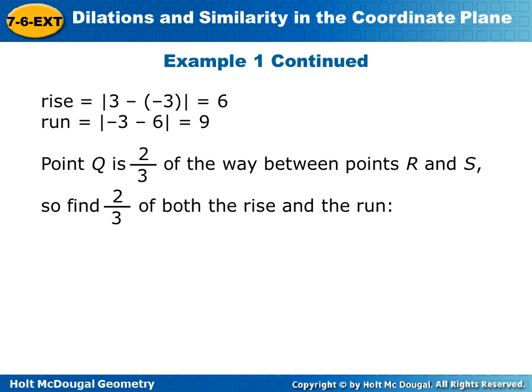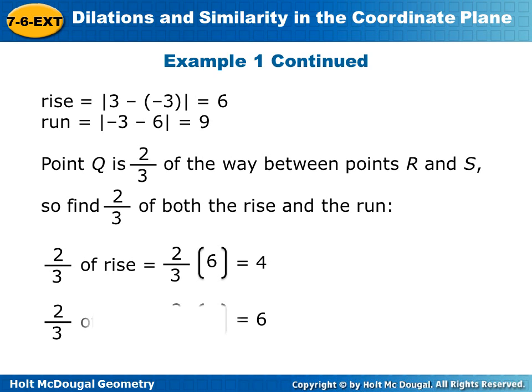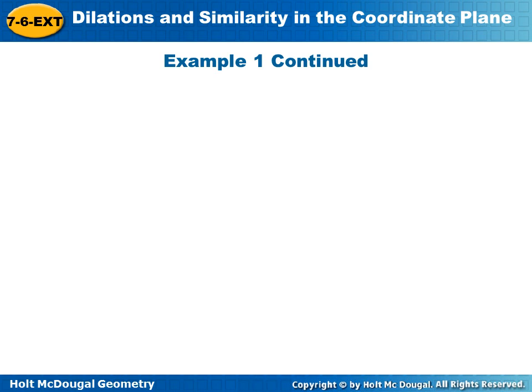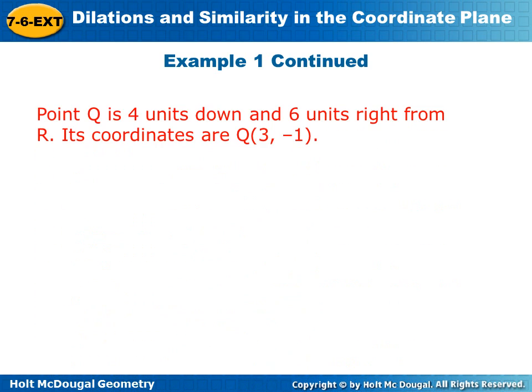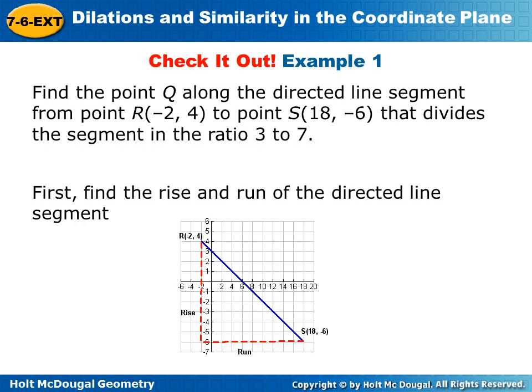The rise was 6 units and the run was 9 units. So point Q is 2/3 of the way between points R and S. And to find 2/3 of both the rise and the run, we take 2/3 times 6, which is 4, and 2/3 times 9, which is 6. Point Q is 4 units down and 6 units right from R, so its coordinate would be Q at (3, -1).